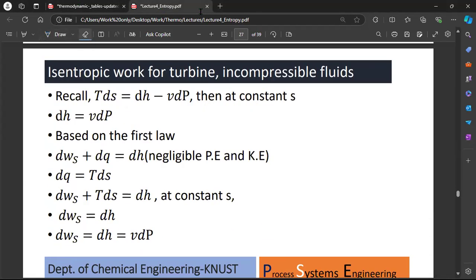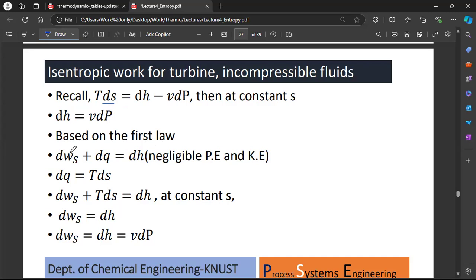Okay. Now let's consider isentropic work that is being done for a turbine and then with incompressible fluids. So remember we said that dh, we can represent it with Tds plus vdP. That's when we started today's discussion. We made mention of this. And we're saying that if it's isentropic, that means s is constant. So this ds term here can go to zero. So all that we are going to be left with is dh is equal to vdP. That's one thing to keep note of.